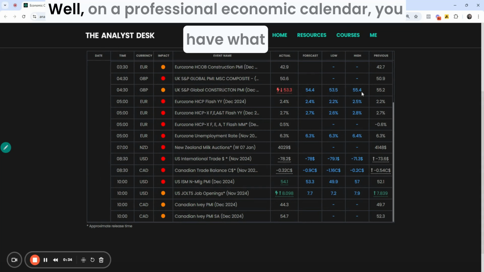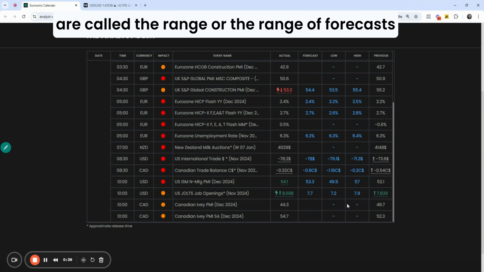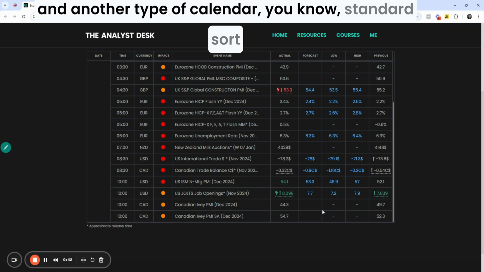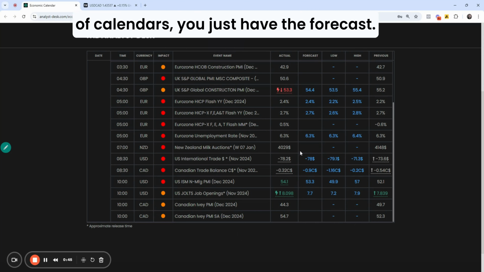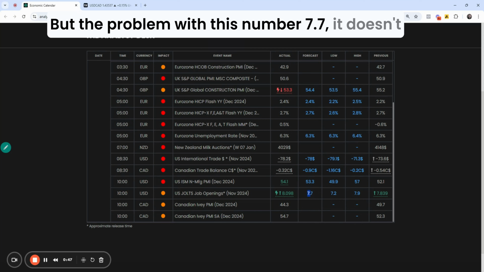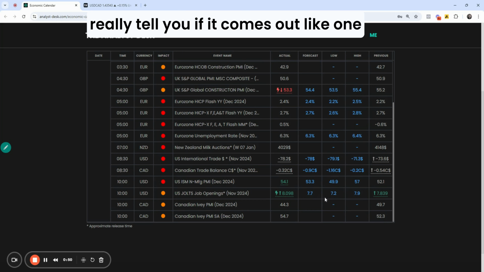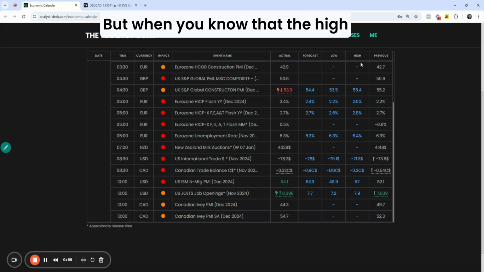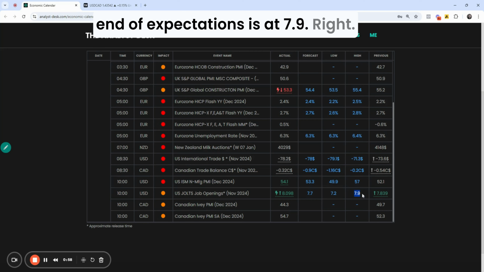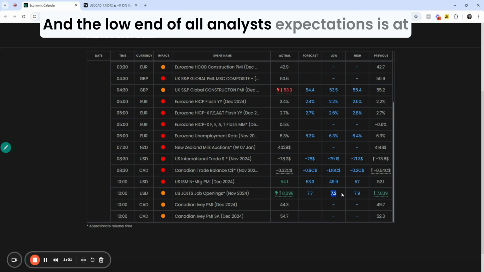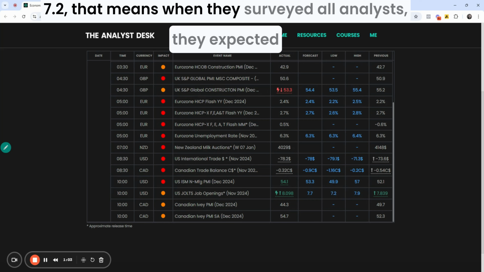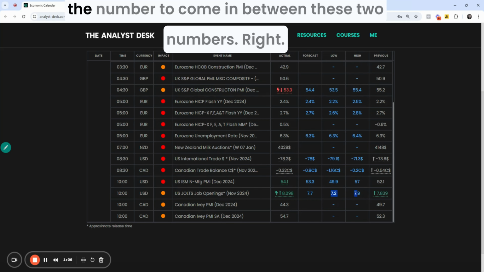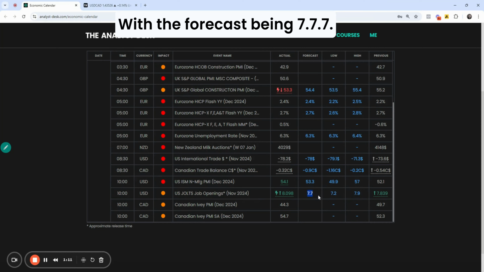How do we go about doing this? Well, on a professional economic calendar, you have what are called the range, or the range of forecasts. In another type of calendar, standard sort of calendars, you just have the forecast. But the problem with this number, 7.7, doesn't really tell you if it comes out like 1 point above this or 1 point below it. It's like, what does that really tell you? You don't know, right? But when you know that the high end of expectations is at 7.9, right, and the low end of all analyst expectations is at 7.2, that means when they surveyed all analysts, they expected the number to come in between these two numbers, right, with the forecast being 7.7.